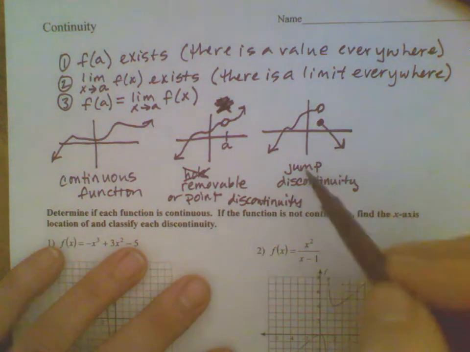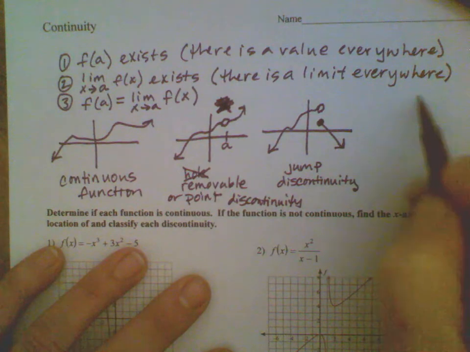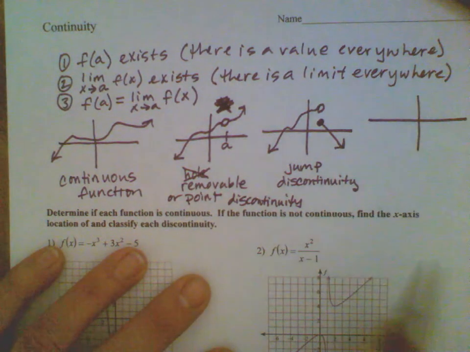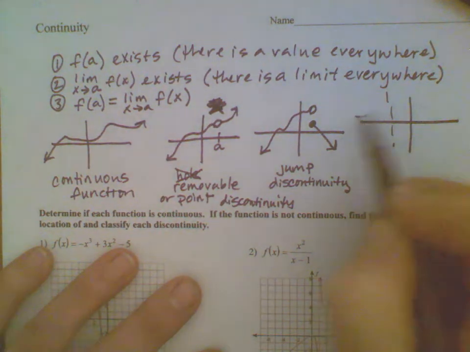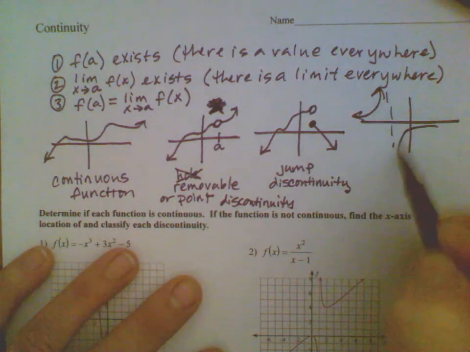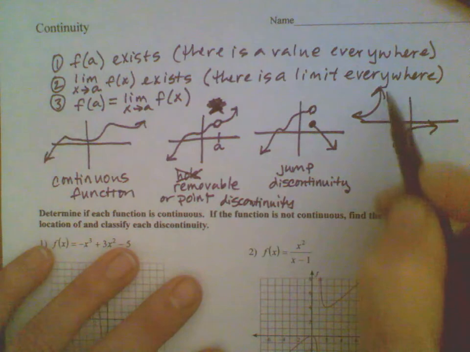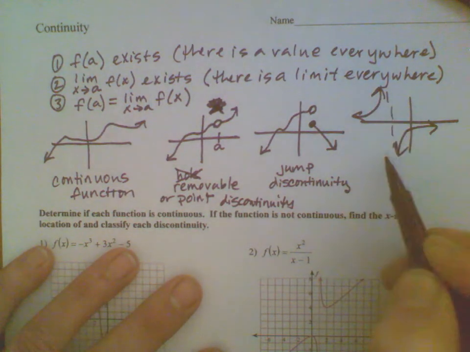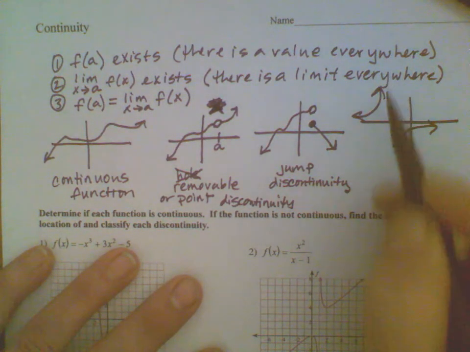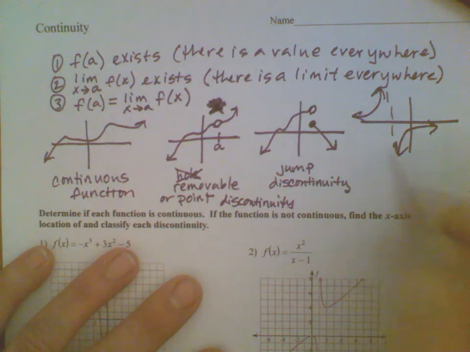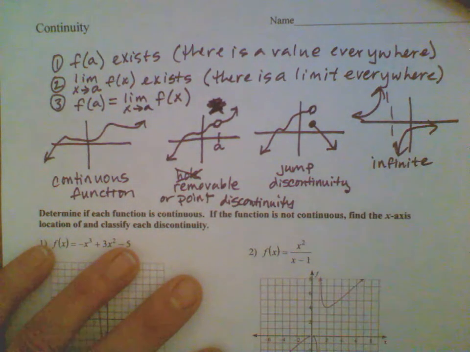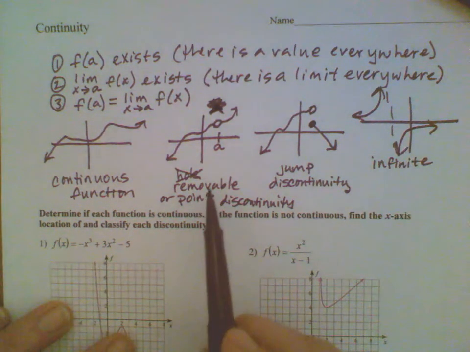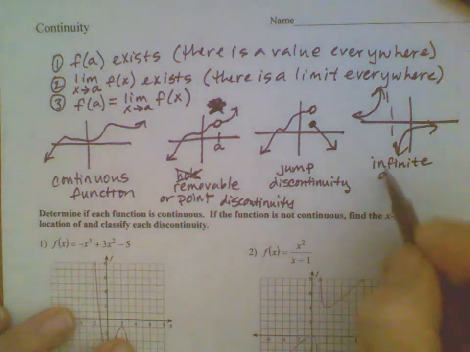Here's a jump discontinuity. Here's another situation where I don't have a limit everywhere in a picture. So let's say I have an asymptote in here, and so here the graph goes. Everything's fine except there's no value and no limit where you have an asymptote. That's called an infinite discontinuity.